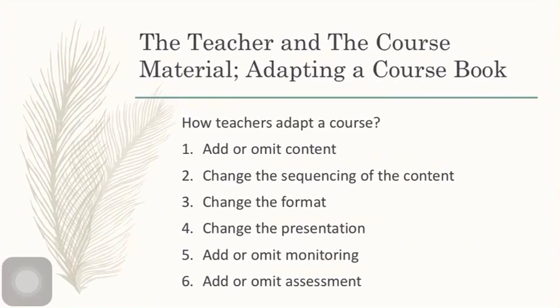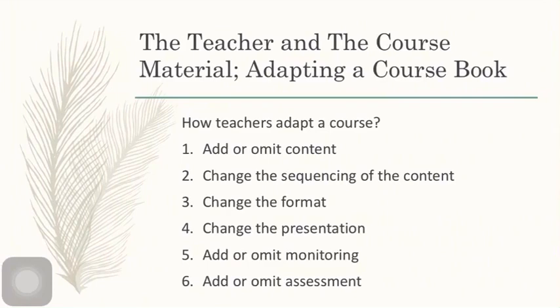And then the teacher and the course book material. Adapting a course book. How do teachers adapt a course book? First, add or omit content. The teacher adds exercises to give extra practice to items that are frequently used in the language or which require extra time to learn. Second, change the sequencing of the content. The teacher introduces some items earlier in the course because they are needed to do added activities.